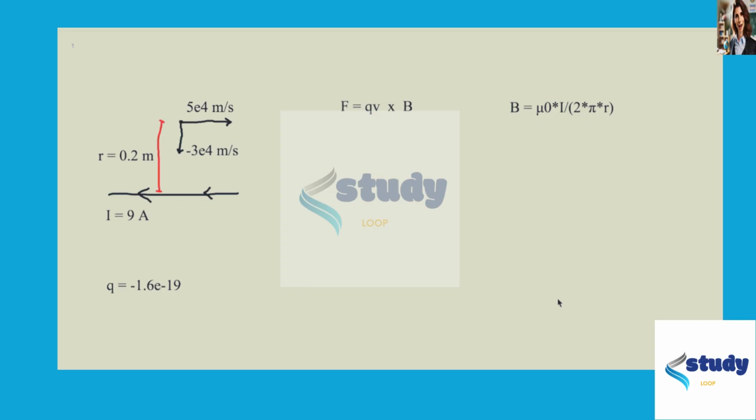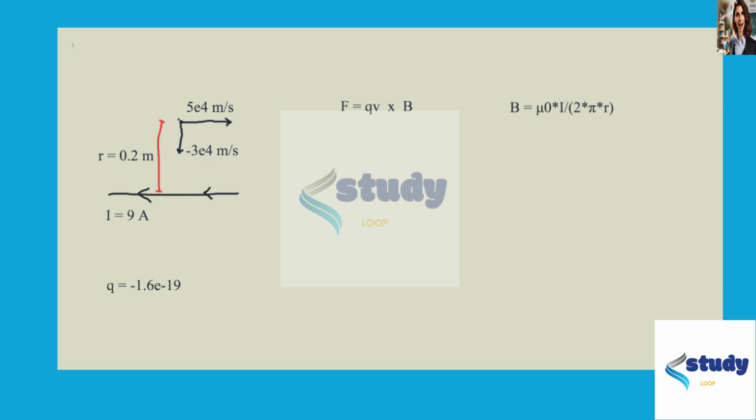Okay, we're looking at question 28.60, where we have an electron moving in the vicinity of a long straight wire that lies along the x-axis. The wire has a constant current of 9 amps in the minus x direction, so that's to the left. And this electron is positioned at point (0, 0.20), which means that it's 0.2 meters above the x-axis. This is the y direction up here.